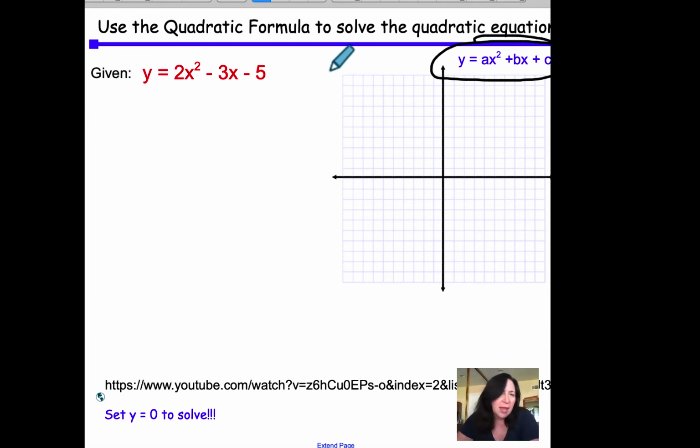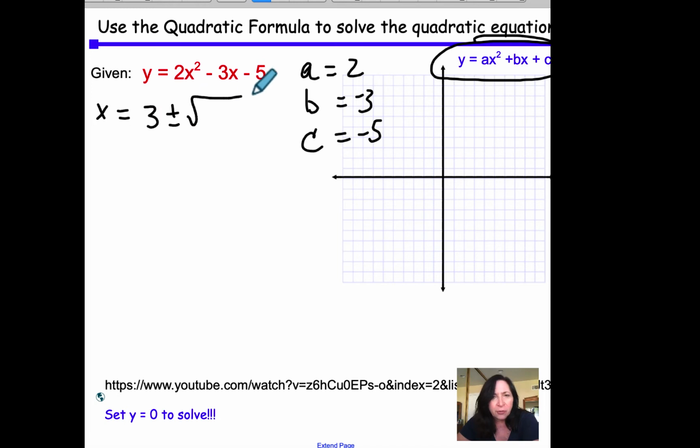Label your values. That's just by far the easiest way to start, is to identify a. A is 2. B is negative 3. And c equals negative 5. So plug your points into the quadratic formula, which again is x equals the opposite of b, which is 3, plus or minus the square root of b squared, 9, minus 4 times a times c, which is negative 5. And that's all over 2a, 2 times 2.